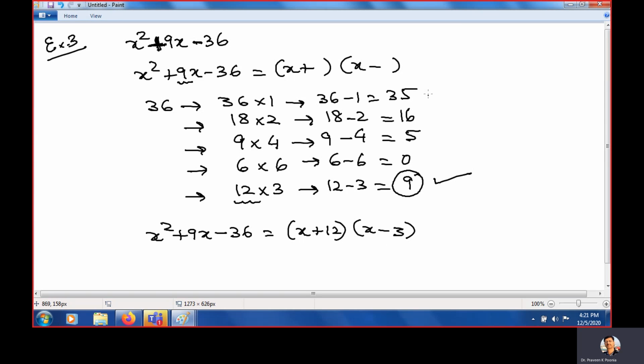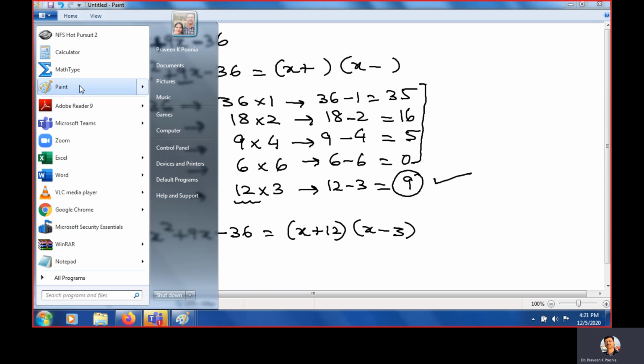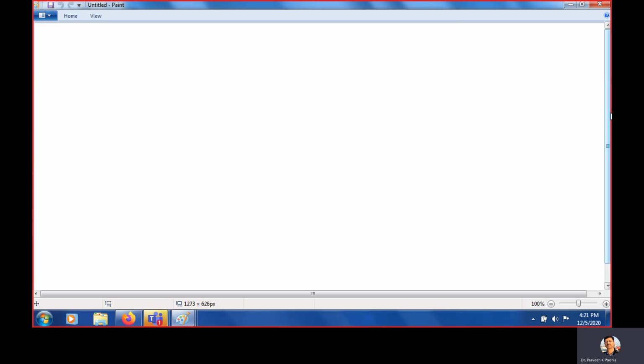So look here, by chance we forgot one factor. For the first 4 factors, the answer did not match. Then I think, oh, we forgot 12 times 3. 12 times 3, 12 minus 3 is 9. Okay, so no need to go in depth.